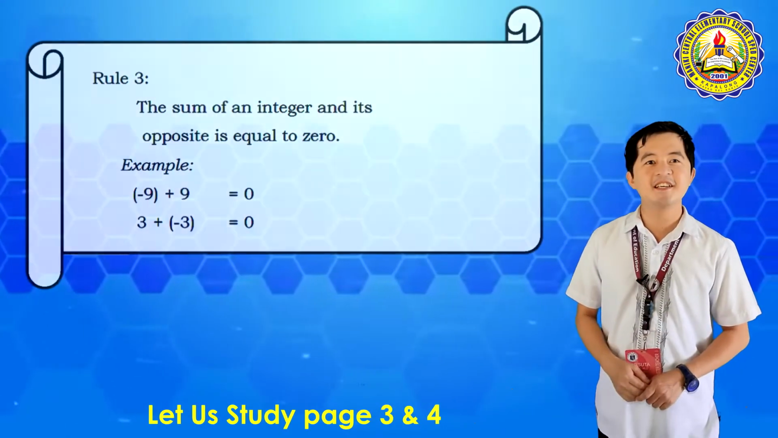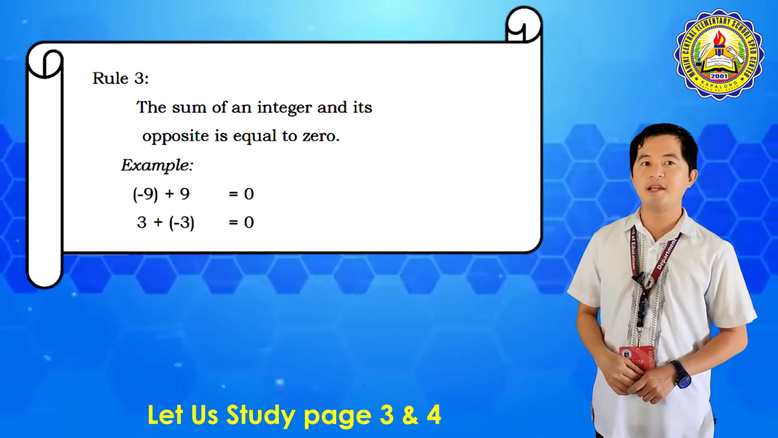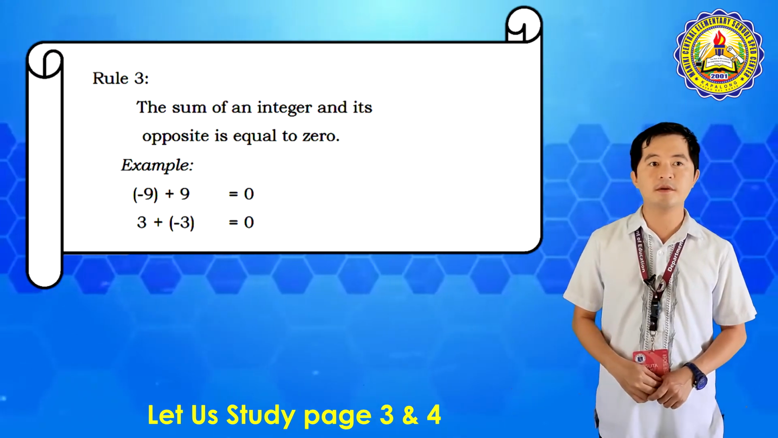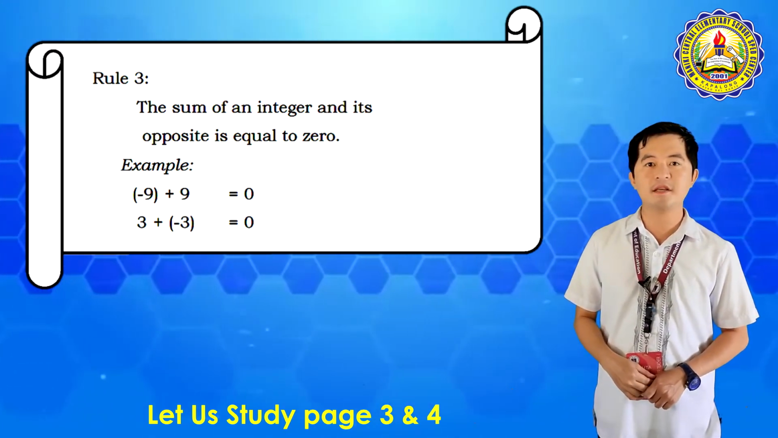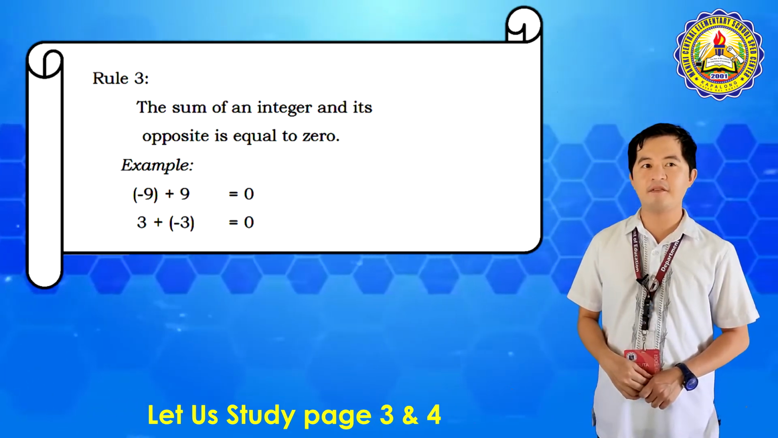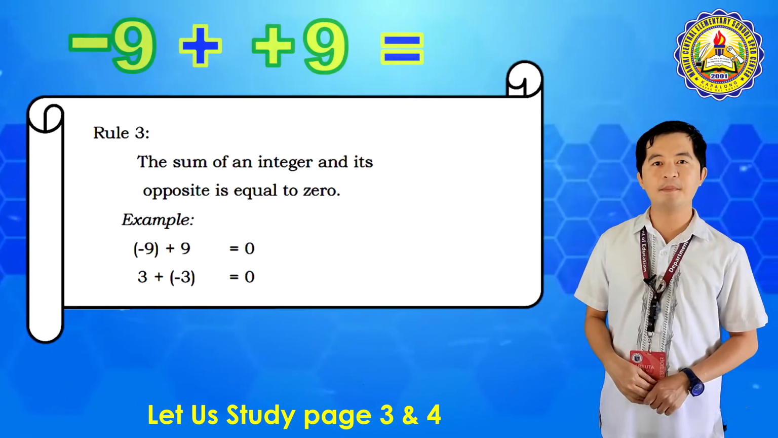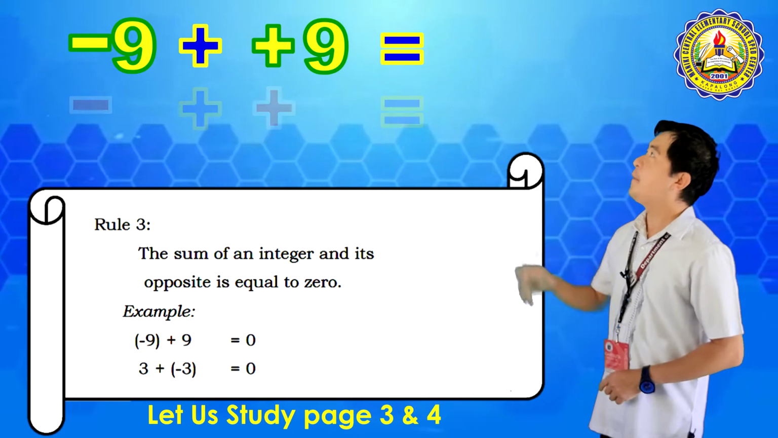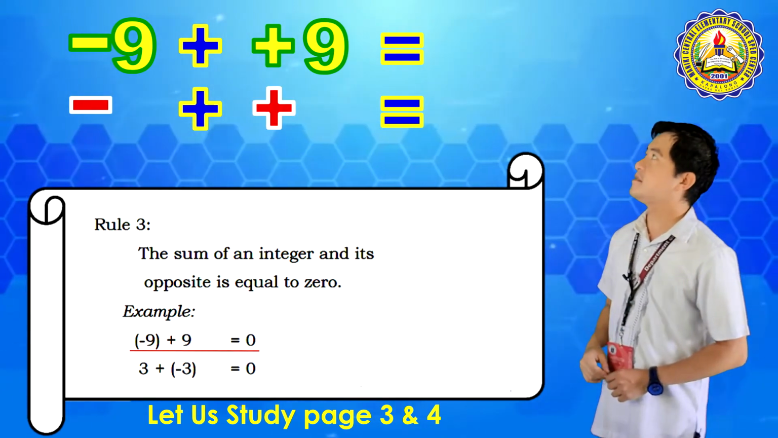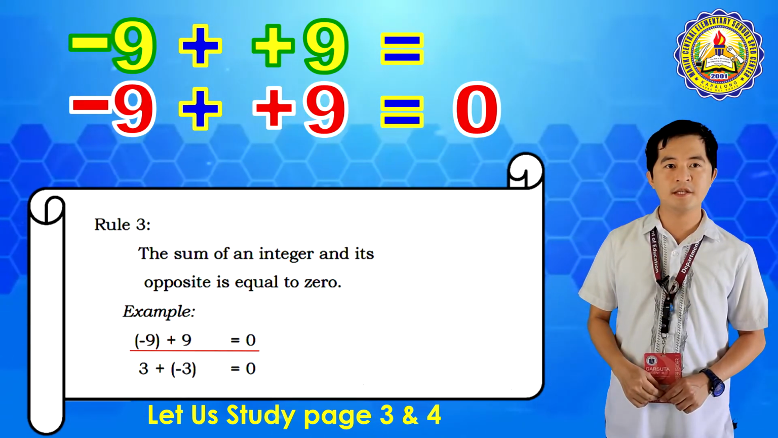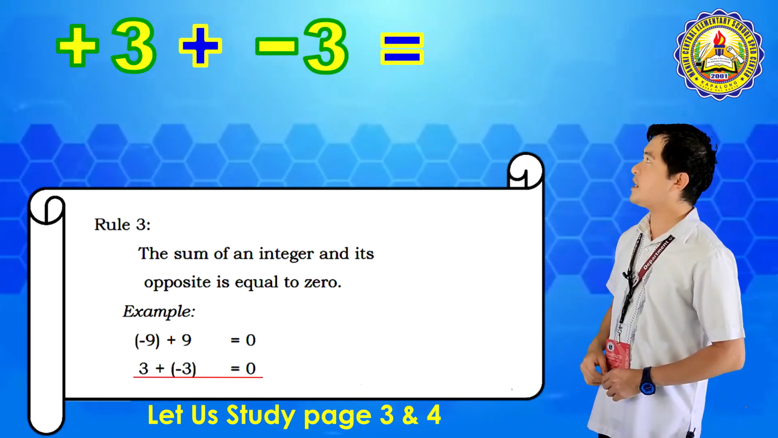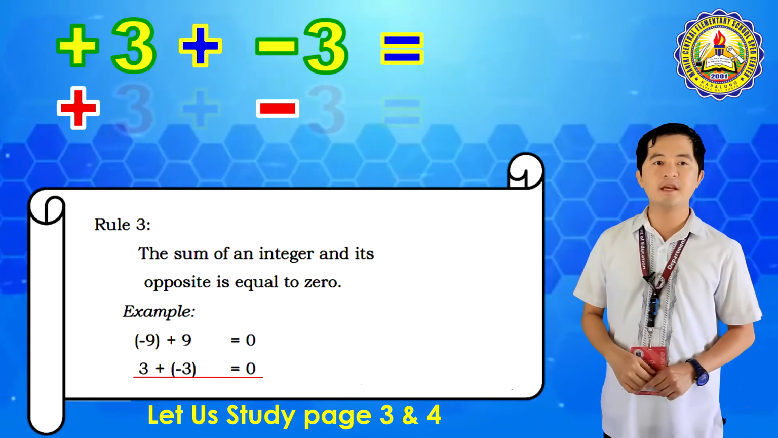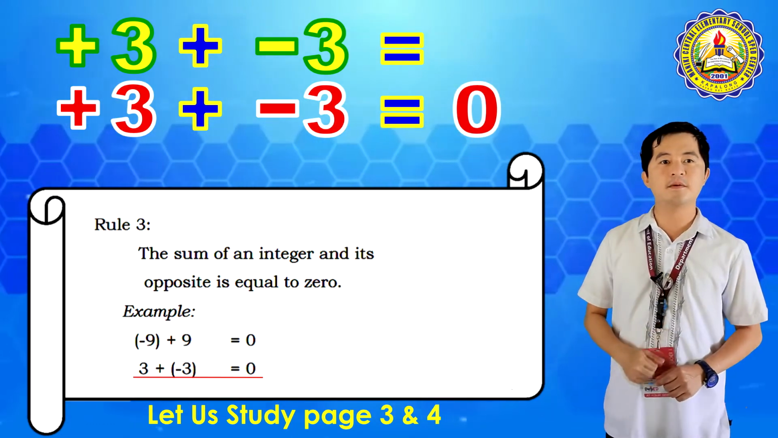And lastly, the sum of an integer and its opposite is equal to 0. And 0 is neither negative nor positive, which means it does not have any sign. Example, negative 9 plus positive 9. The answer will be 0. And if you add positive 3 plus negative 3, the answer is also 0.